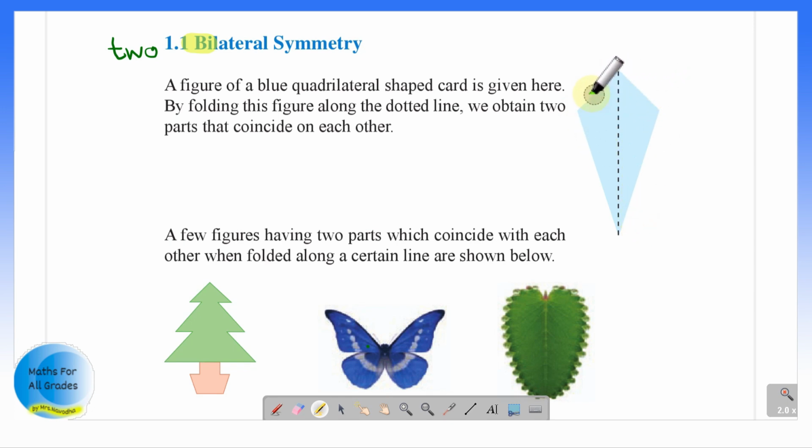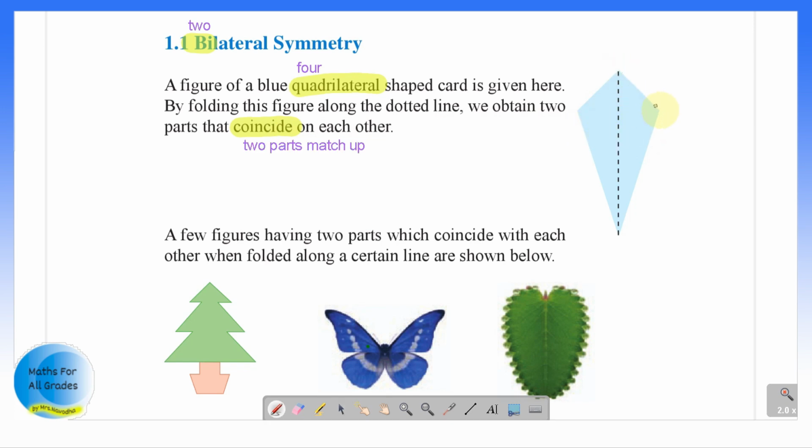Now you can see it has four sides, 1, 2, 3, 4. Therefore, we call it a quadrilateral shape. Quadra means 4. So by the word quadrilateral, you can get an idea that the shape has four sides like this. The quadrilateral shaped card is given here, and by folding this figure along the dotted line, we obtain two parts that coincide with each other. Simply, coincide means the parts match or align with each other.